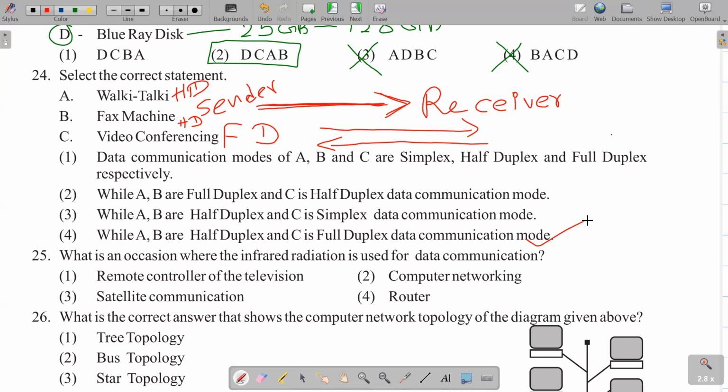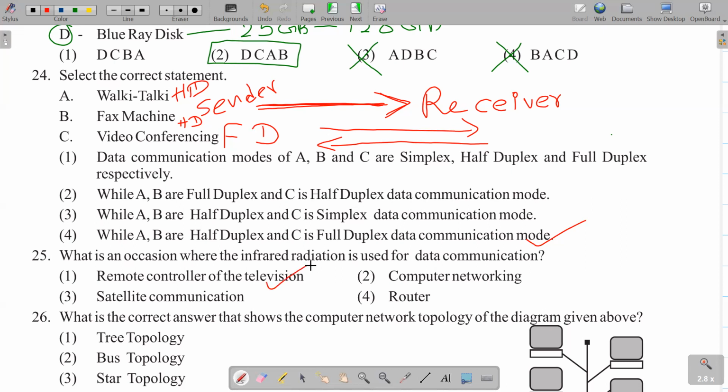So 25th. What is an occasion where infrared radiation is used for data communication? Infrared communication, we can find those things mostly inside remote controllers, right? So the remote control of the television is going to be the correct answer.